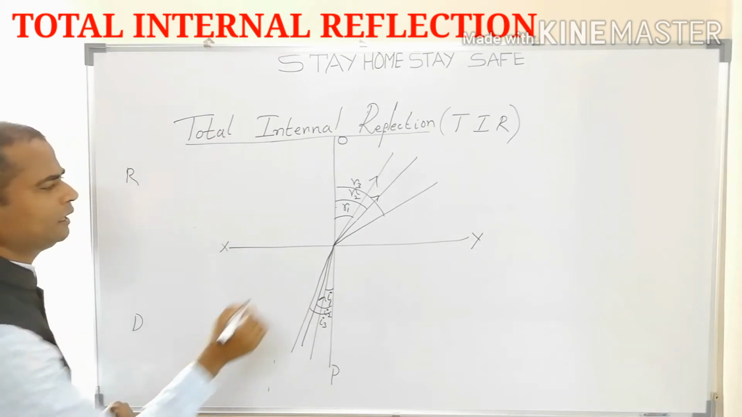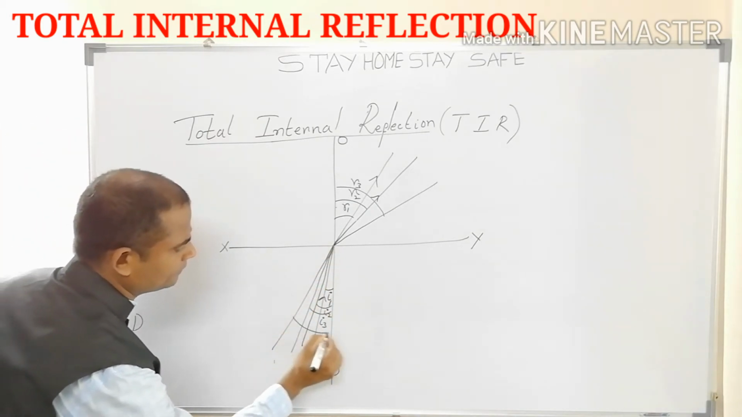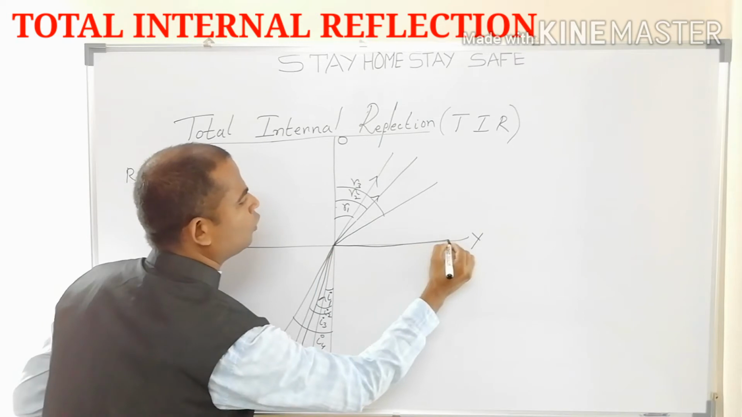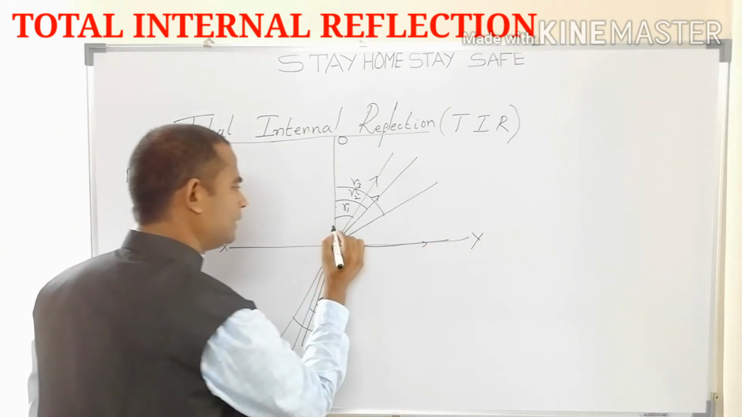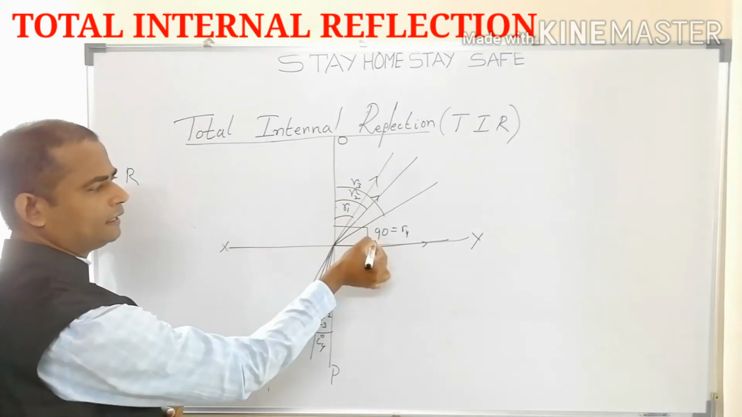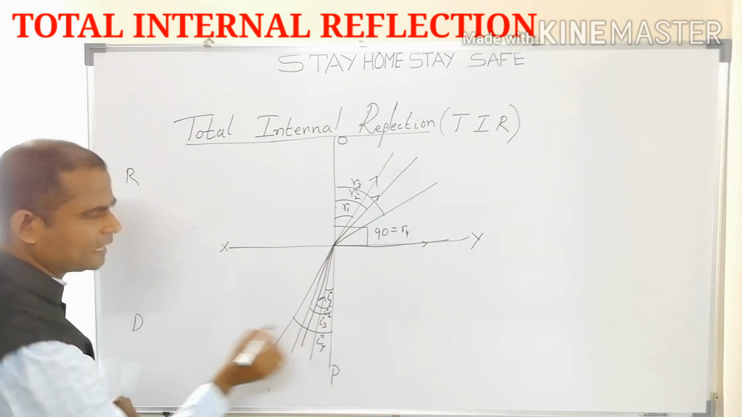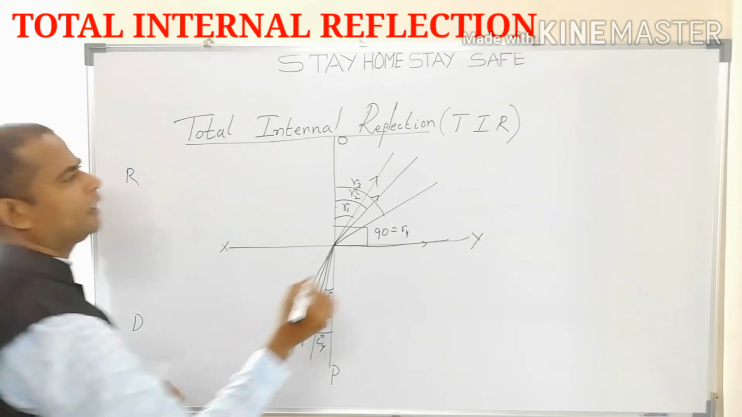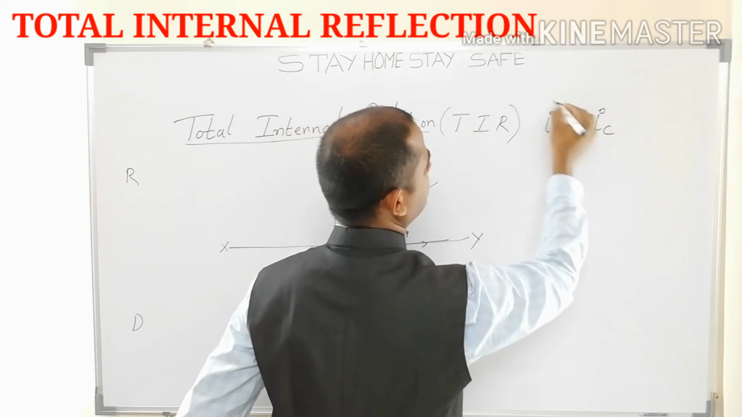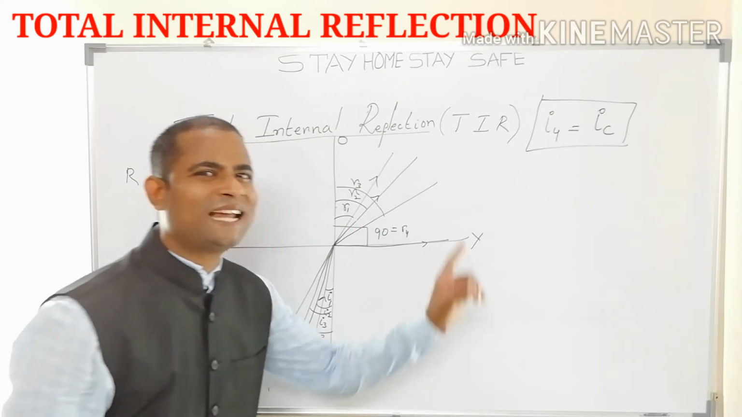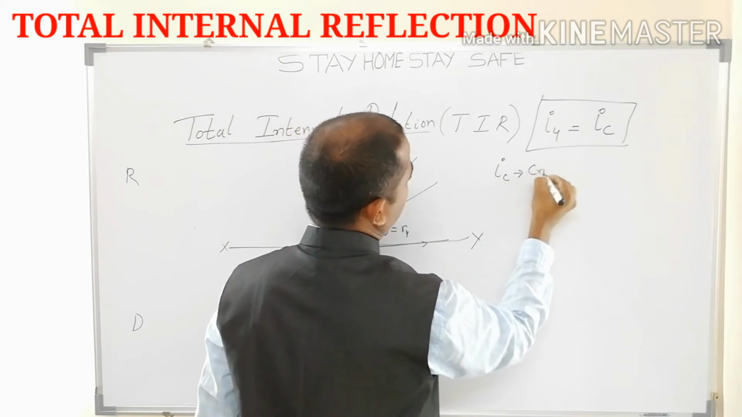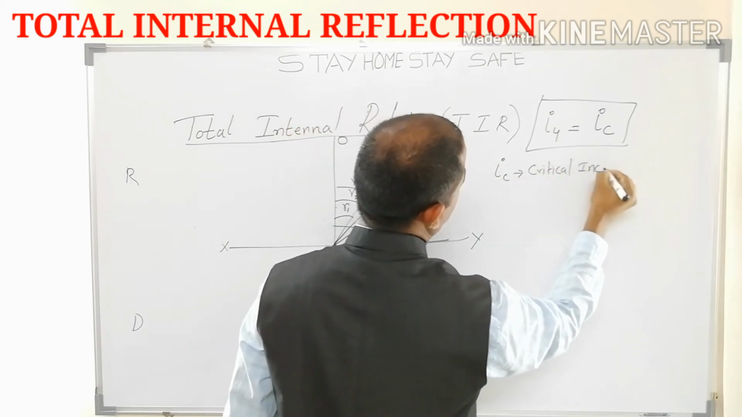But now pay attention, at a particular incidence, let's call this I4, the refracting beam may go in this direction. Then the angle over here is 90, which is R4. The corresponding incidence angle is I4. This is very much important. Here I am going to call I4 equal to IC. Why IC? C stands for critical. So IC is known as critical incidence angle.